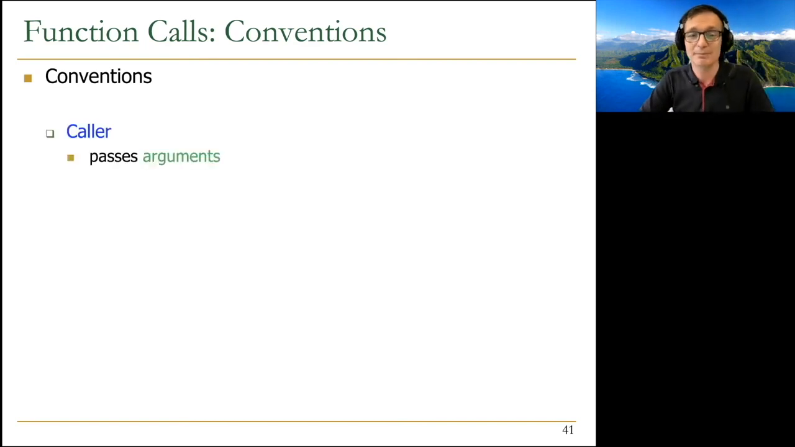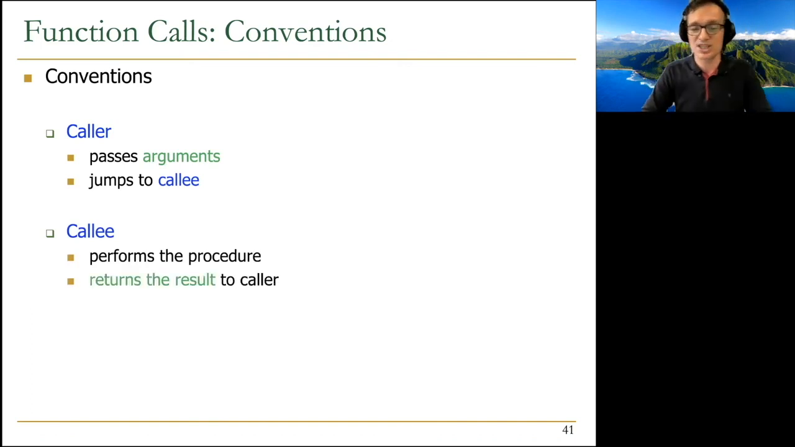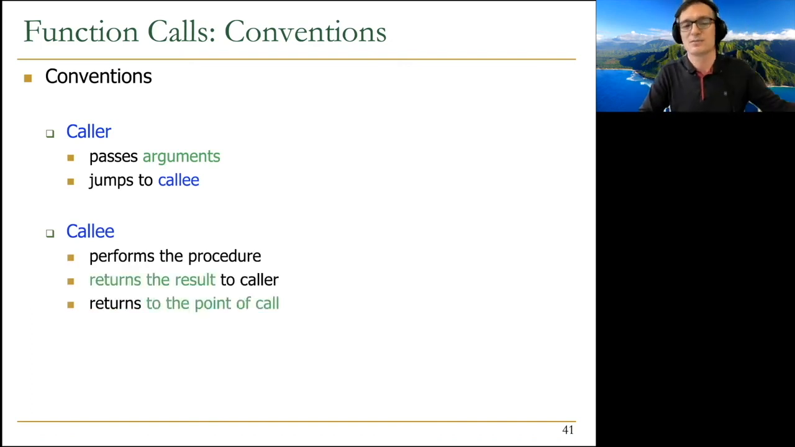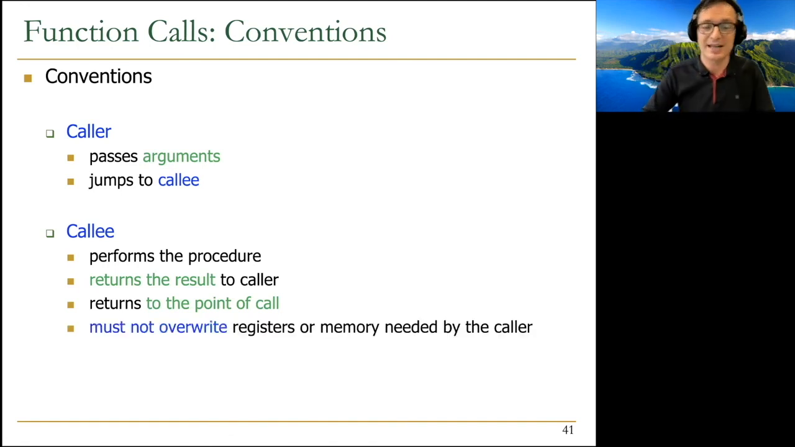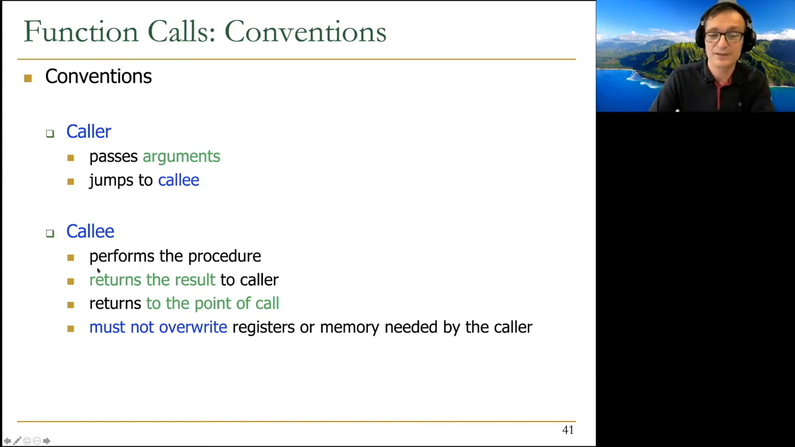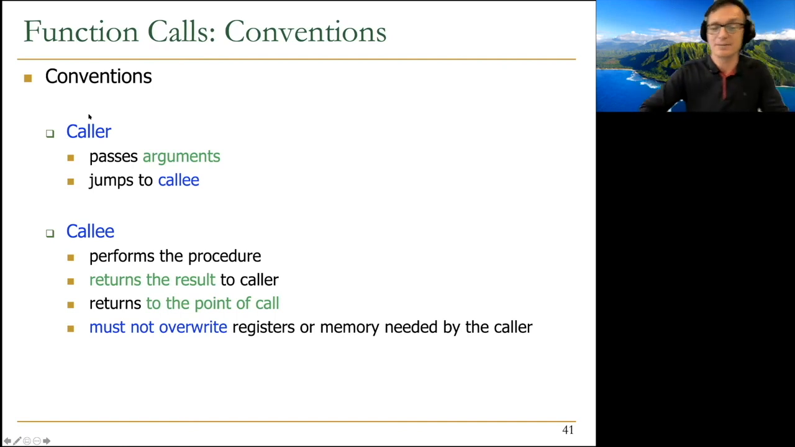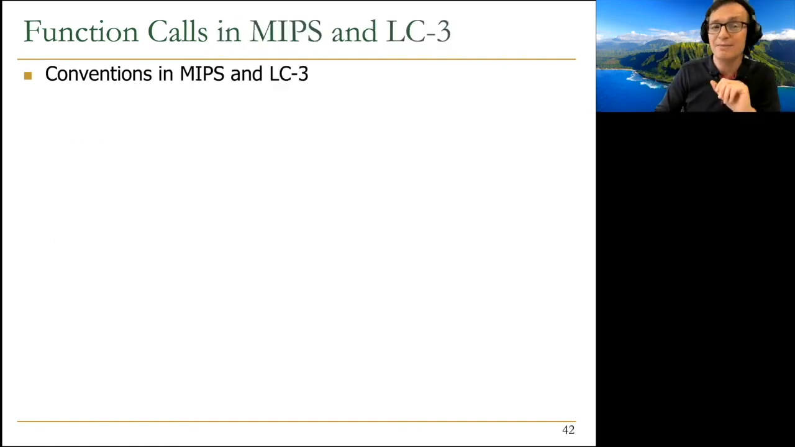So basically, the caller passes arguments and jumps to the callee. The callee performs the procedure and returns the result to the caller, and then returns to the point of the call. But the callee must not overwrite registers or memory needed by the caller. And this is really important. If the callee overwrites some registers or memory needed by the caller, when you return back to the caller, too bad. You don't have the registers you need. You don't have the memory you need. So that's why we need conventions, basically.